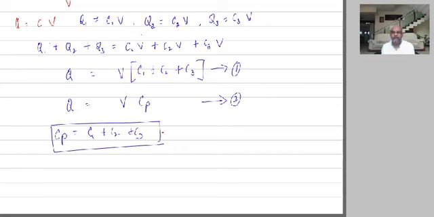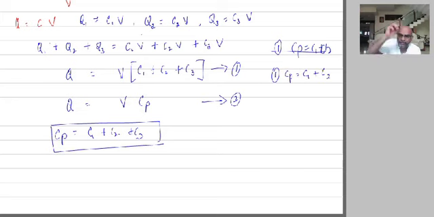The definition, I repeat: the effective capacitance in parallel is equal to the algebraic sum of the capacitances of the individual capacitors connected in parallel. Cp is equal to C1 plus C2 plus C3. Now we will take two cases. Case number 1, only if two capacitors are connected, Cp is equal to C1 plus C2.